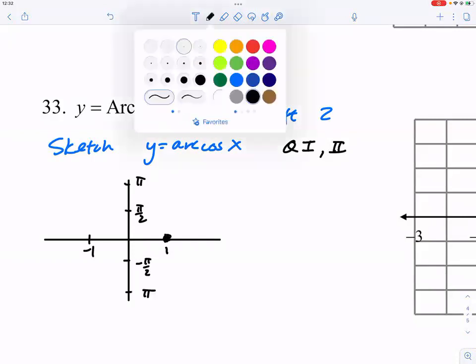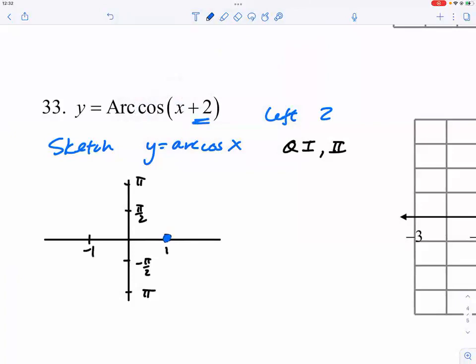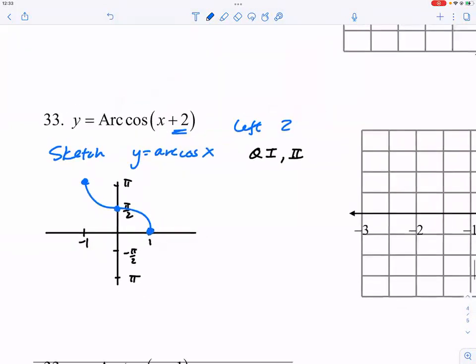And then the next value will be pi over 2. What's cosine of pi over 2? It's 0, so that means the next point is 0, pi over 2. And then you have pi, -1. Cosine of pi is -1, so you switch the values. So you have this graph as your inverse cosine function. Just like what we did earlier, just make sure you do it faster.